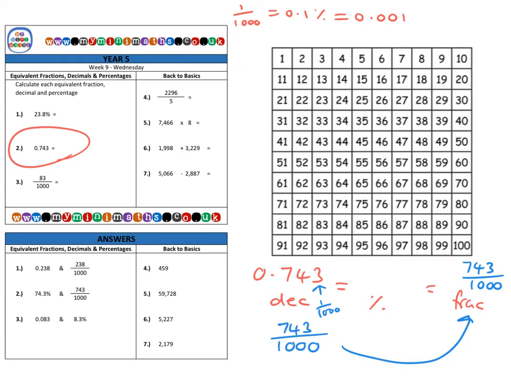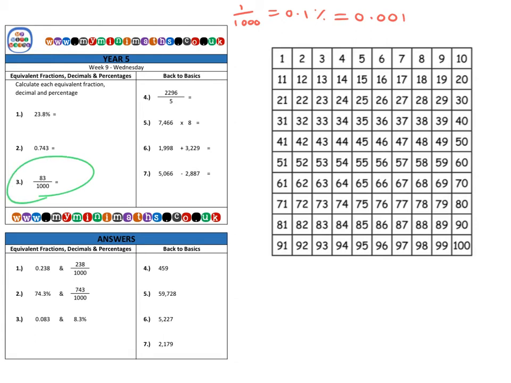And then if we take the 743 out of 1,000, we're going to change it to out of 100, so it's a percentage per 100. And this time we've divided by 10, so we're going to make it one space smaller, so it becomes 74.3 per 100 for 74.3%. And finally, we're on to question 3, which as a fraction is 83 per 1,000.